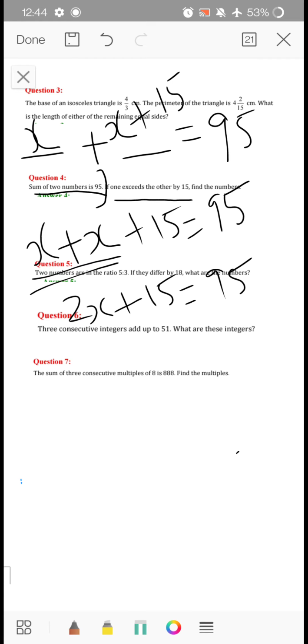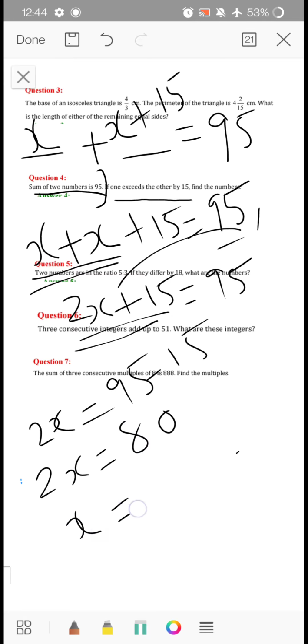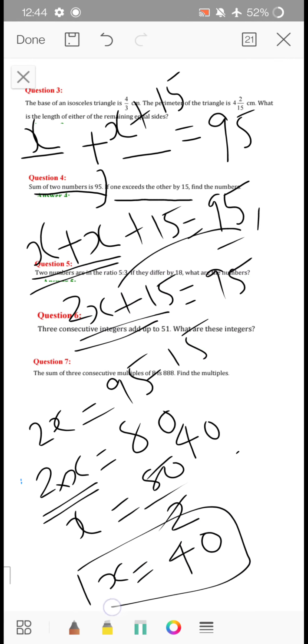I cannot take it as 17, because this 15 is not like 2x. So 2x is equals to, transpose this 15, they are in addition, so it will be subtraction. So 2x is equals to 80, hence x is equals to, now these are in multiplication, so it will be in division, so 40. Hence x is equals to 40.